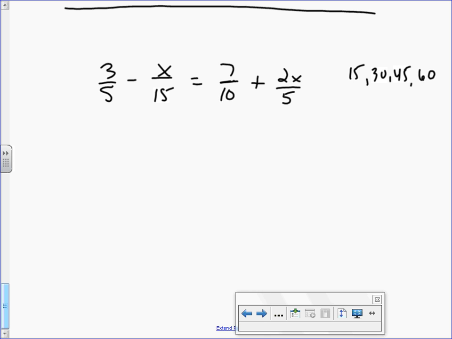Okay, does 5 go into 15? Yes. Does 15 go into 15? Yes. Does 10 go into 15? No. Okay, does 5 go into 30? Yes. Does 15 go into 30? Yes. And does 10 go into 30? Yes. And there it is. So what are we going to multiply both sides by? 30. Everybody see? So sometimes you won't need to do that. Sometimes you'll see it.